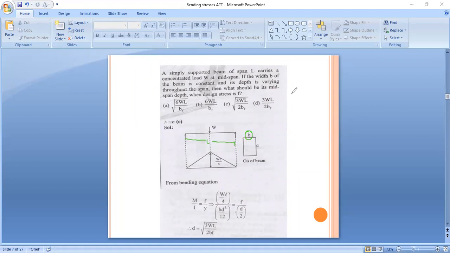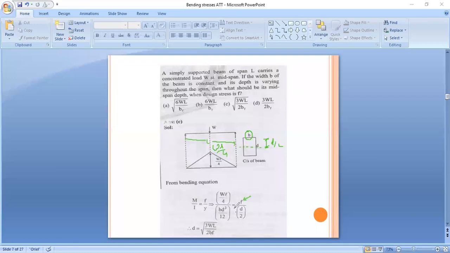Okay. So our first condition: beam width is constant and depth is varying. From the bending equation, M upon I is equal to F upon Y. Maximum bending moment for this particular case is WL upon 4. So WL by 4 divided by moment of inertia for this rectangular cross section, BD cube upon 12, is equal to F divided by Y. Y means depth of neutral axis, so d by 2. So d is equal to the square root of 3WL divided by 2BF.